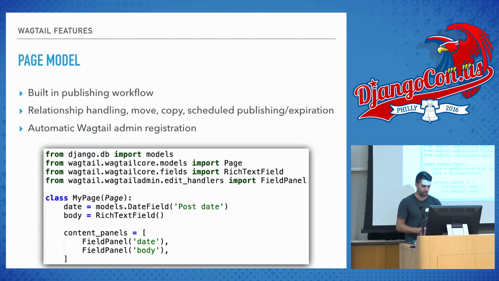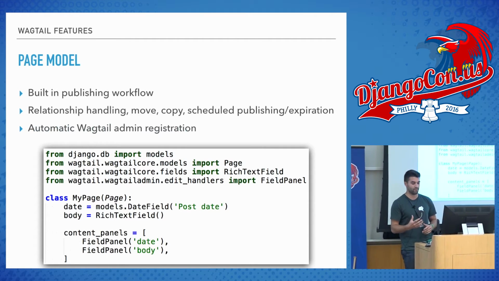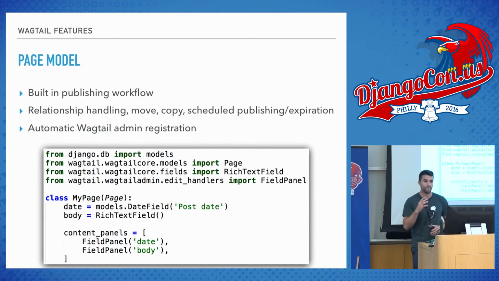So the page model, which is basically the bread and butter of how this is going to work, and like I said before, it's got this built-in publishing workflow. And I guess I should back up a little bit. Page model, it is a Django model. They add a bunch of really awesome functionality to it, and then when you want to create your content type, it is something that you inherit from page, which you can see in code.